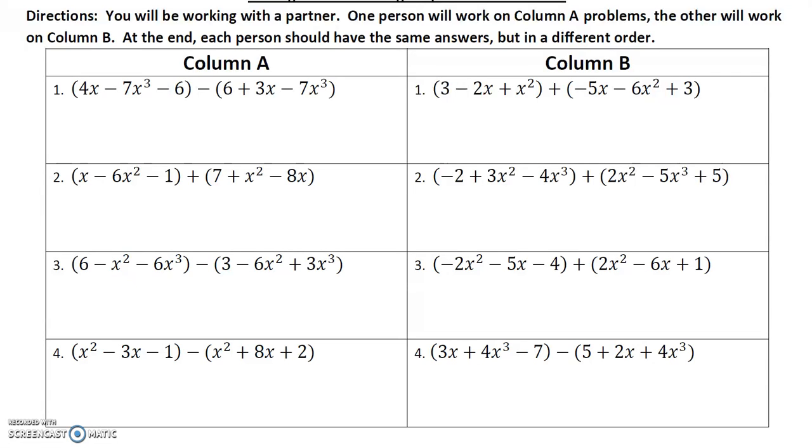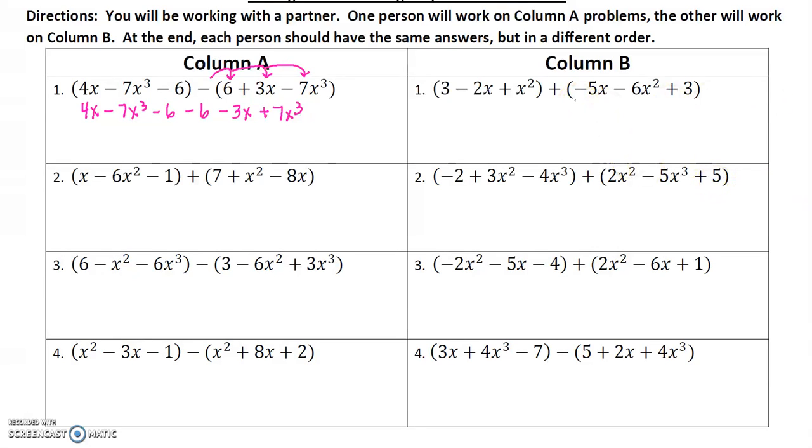The first problem I have is a subtraction problem, and so we learned that anytime you have a minus sign in front of a parentheses, you are changing all the signs in that following parentheses. So the first one is going to stay just like it is. The second one, all my signs are going to change to the opposite. So I have a minus 6, and then I have a minus 3x, and then I have a positive 7x cubed.